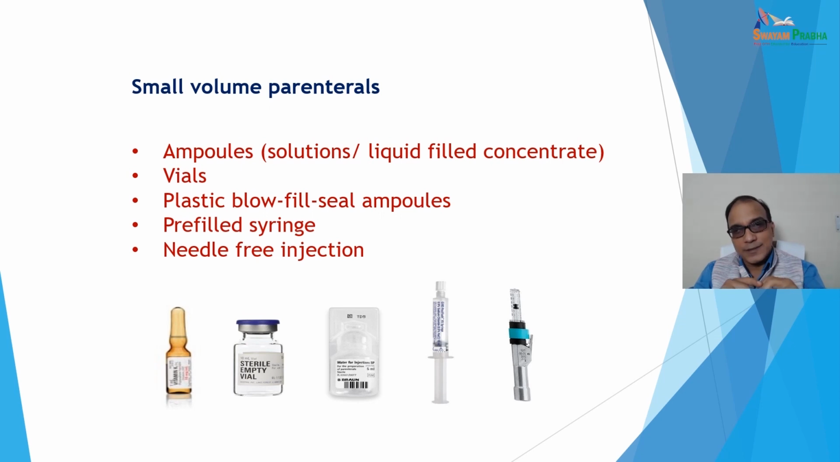Small volume parenterals are ampoules, solutions, liquid filled concentrate, vials, plastic blow fill seal ampoules, pre-filled syringes, and needle-free injections. So these are the small volume parenterals, and you are familiar with these parenterals in general.